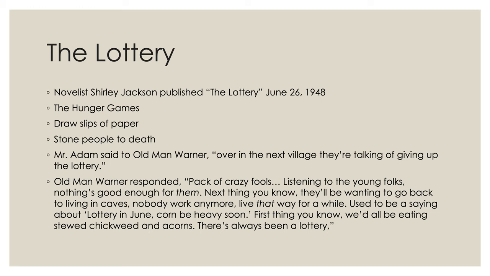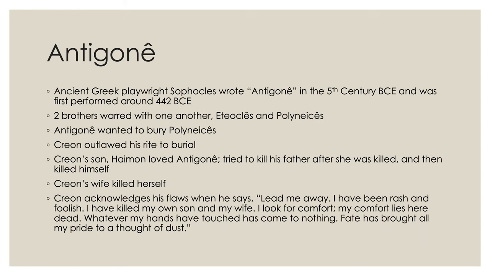So the final literary work was written by the ancient Greek playwright Sophocles. The play is Antigone, which was written in the 5th century BCE and was first performed around 442 BCE. And so it happens, the sister of these two brothers, who warred with one another because they got into a quarrel, and the brother Eteocles banished his brother Polynices to live away from the city. Banished him away, could never come back.